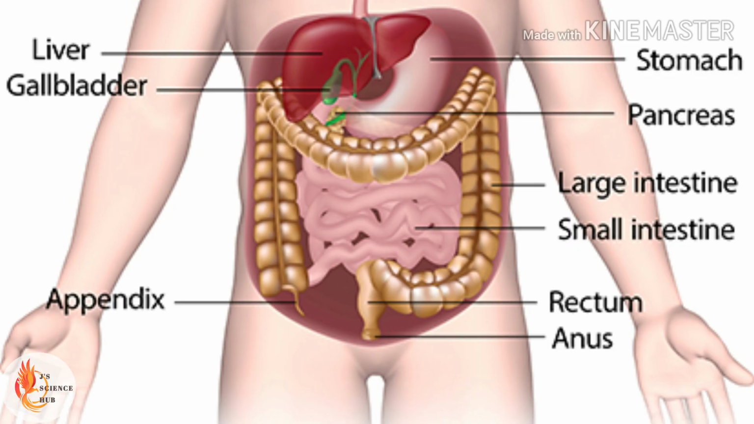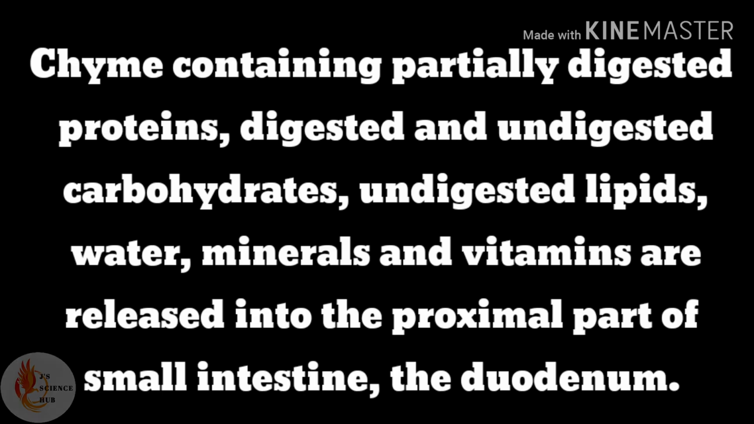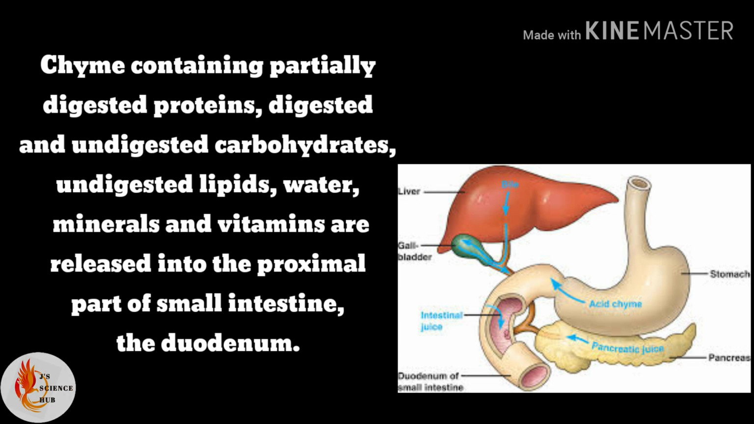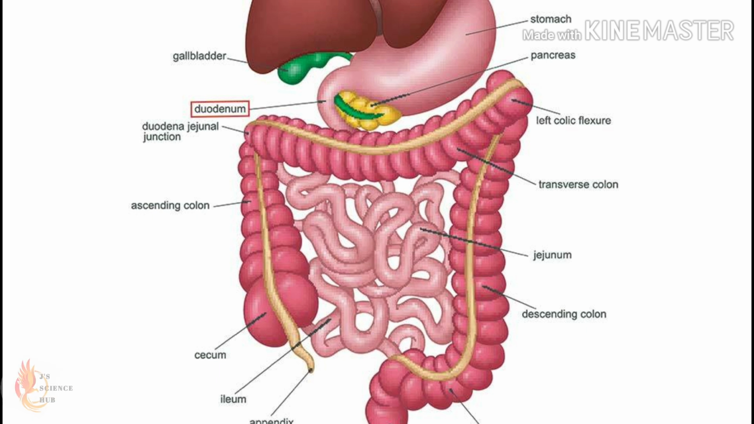So in the previous video we studied up to the stomach, right? From the stomach, chyme containing partially digested proteins, digested and undigested carbohydrates, undigested lipids, water, minerals and vitamins is released into the proximal part of the small intestine. It is known as the duodenum. Duodenum is a C-shaped proximal part of the small intestine.